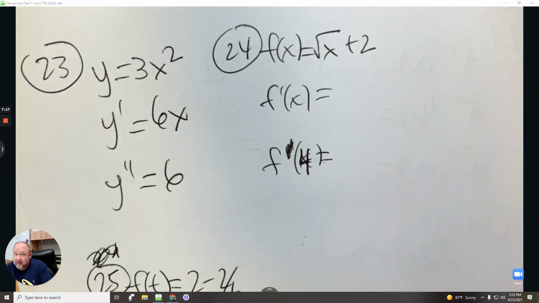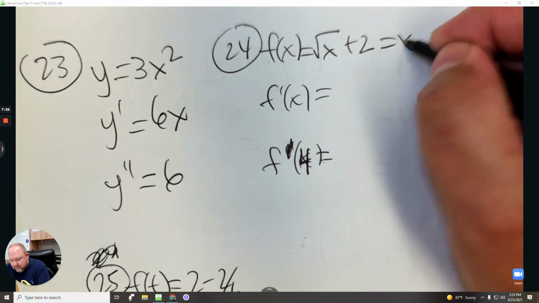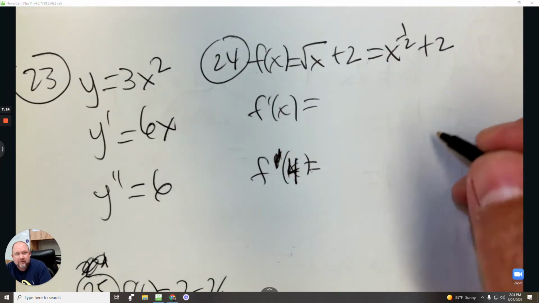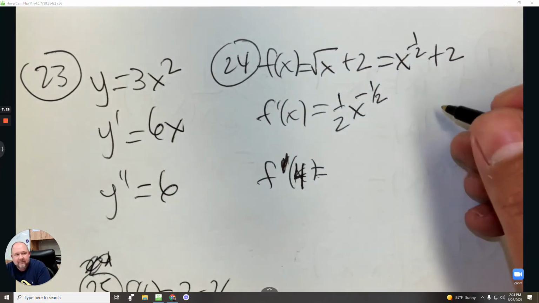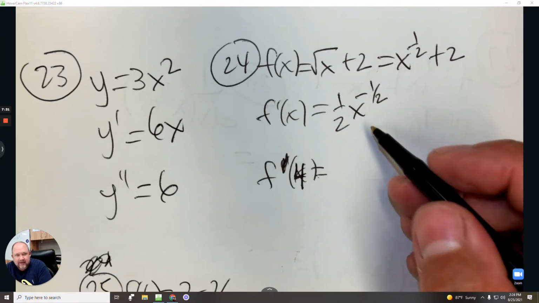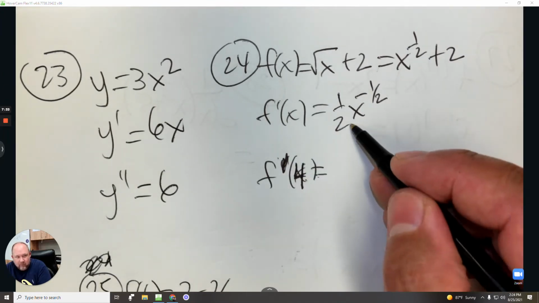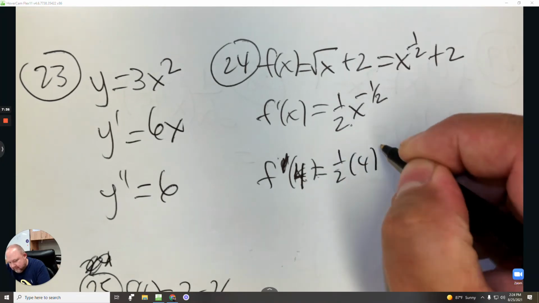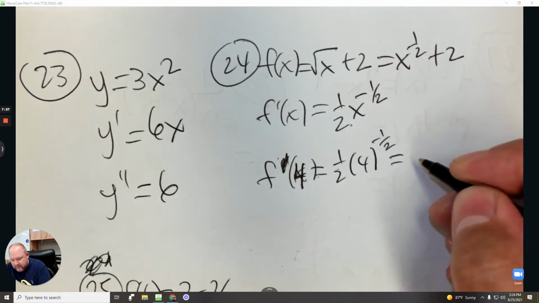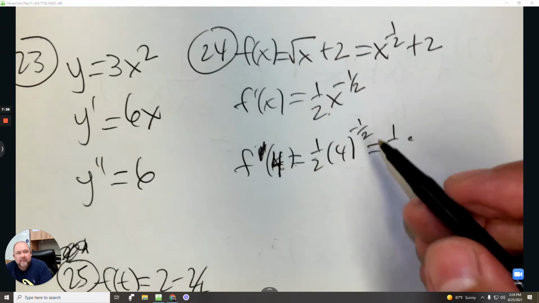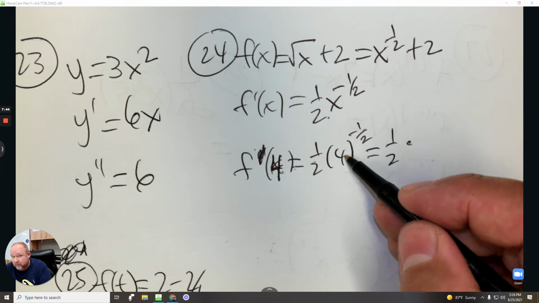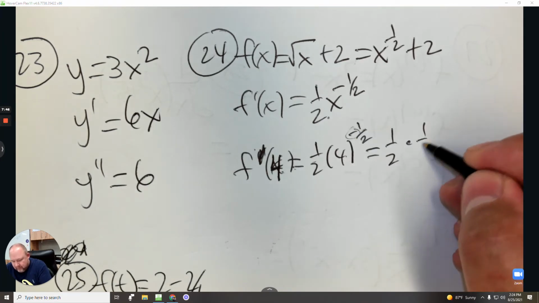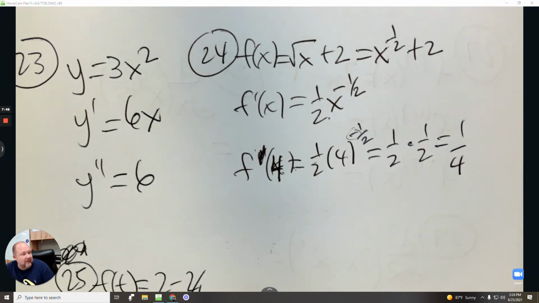Again, press pause, write it down and set it up, and then press play. I'm going to write this as x to the 1/2 plus 2. The derivative of this is 1/2 x to the negative 1/2. The 2 is 0. And then the derivative at 4, plug 4 in. Just for fun, I'll simplify it. So 1/2 means the square root of 4. So the square root of 4 is 2. The negative exponent means reciprocal. And then multiply it together and you get a quarter.